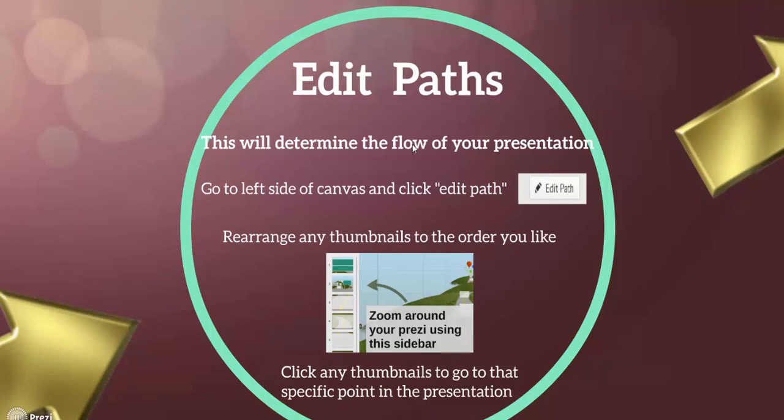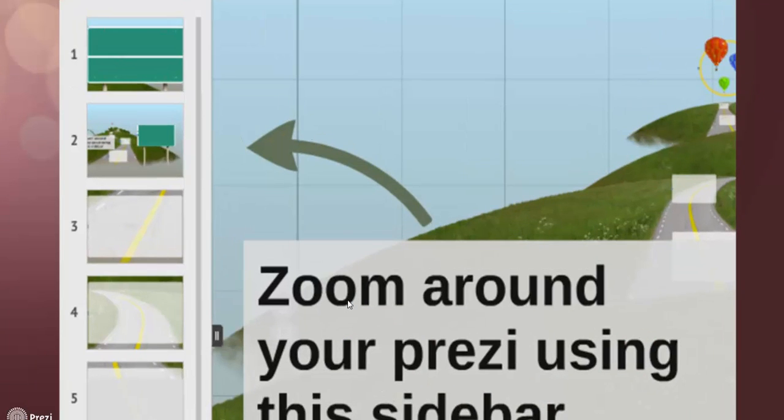Then you want to edit paths. This is the most important part. This will determine the flow of your presentation. So you go to the left side of your canvas, and you're going to click Edit Path as you see here. Then what you want to do is rearrange any thumbnails to the order that you like. And then you click any of the thumbnails to go to that specific point in the presentation.